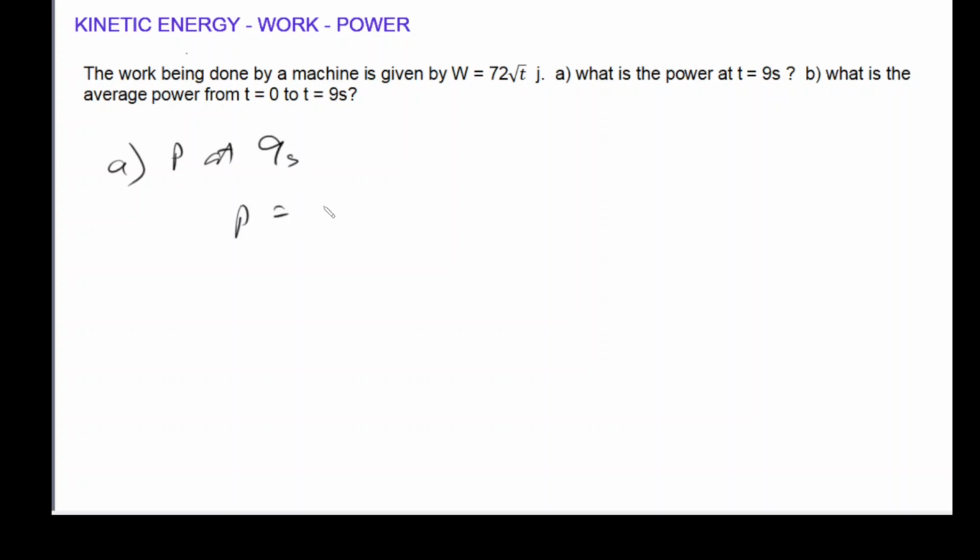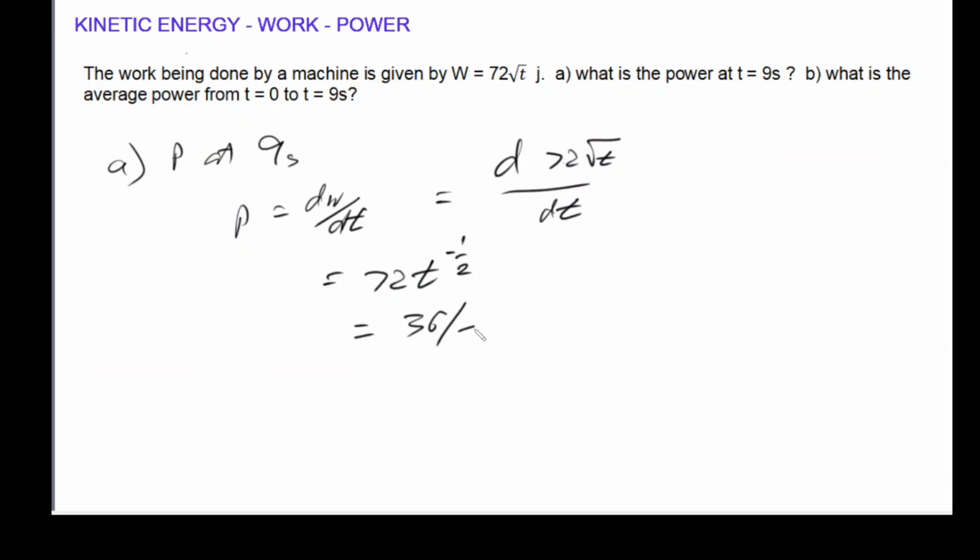So power is equal to dW/dt. We know that work is equal to 72 times the square root of t, so d over dt of that is equal to 72 times 1/2 t to the minus 1/2, which comes out to be 36 over the square root of t. And at 9 seconds, that's equal to 36 over the square root of 9, which is 36 over 3, or power is equal to 12 watts.